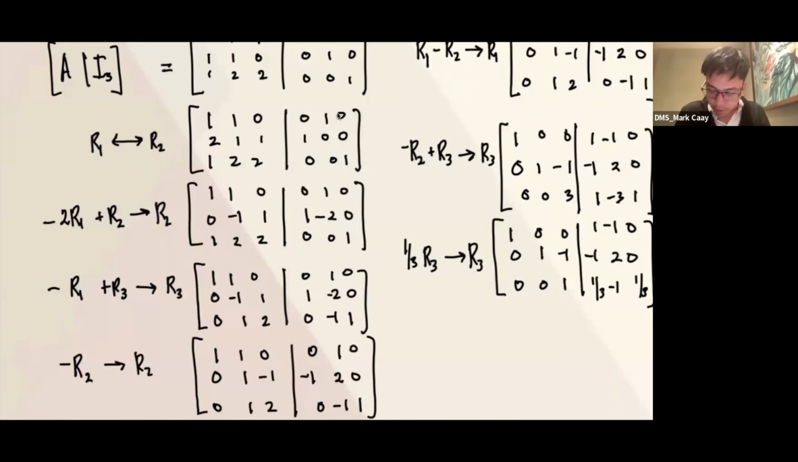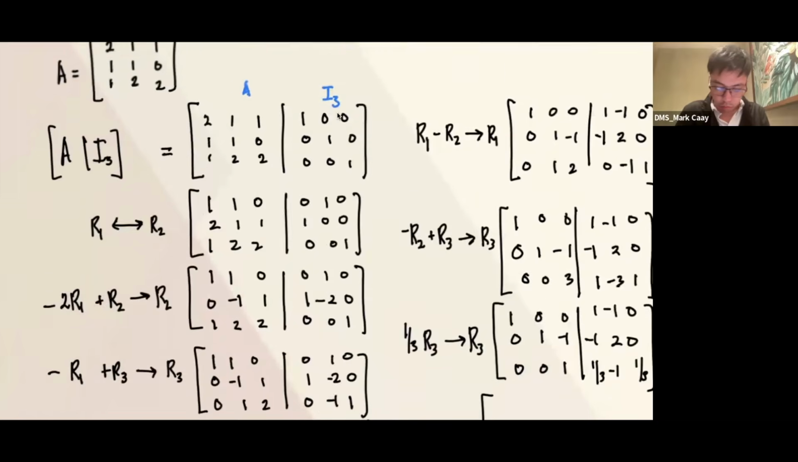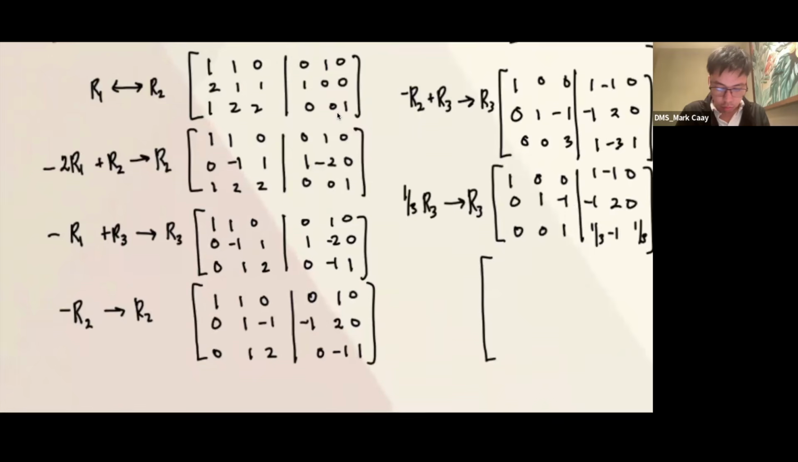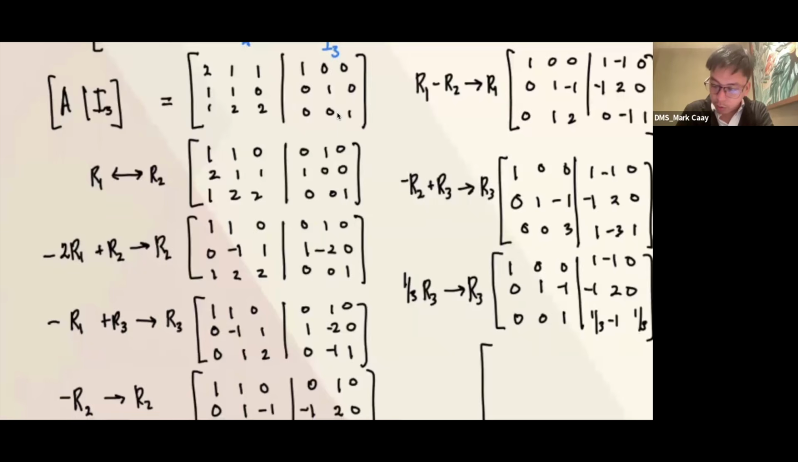Okay, and last, I think it's two steps, but I can do them together. I want to make sure that my row 1... wait, I think I made a mistake. It should be 1 instead.